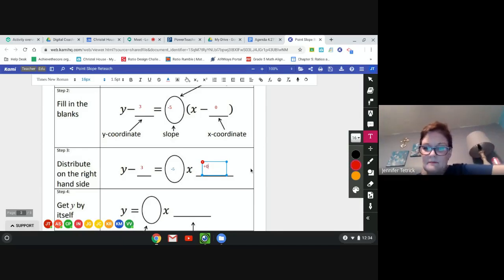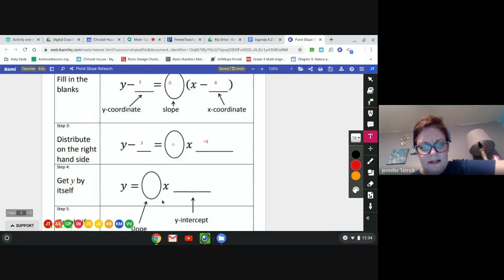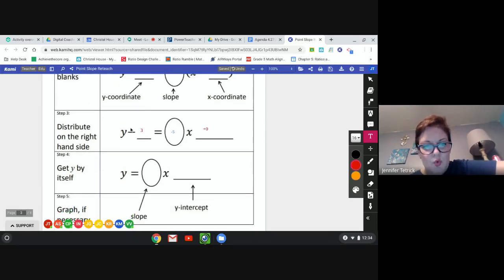You could have done that. You could have also left it blank, okay? So know that negative 5 times 0, negative 0 is still 0, okay? Now, we all said that I like my y alone, but it's -3 over here, so what do I need to do over here?